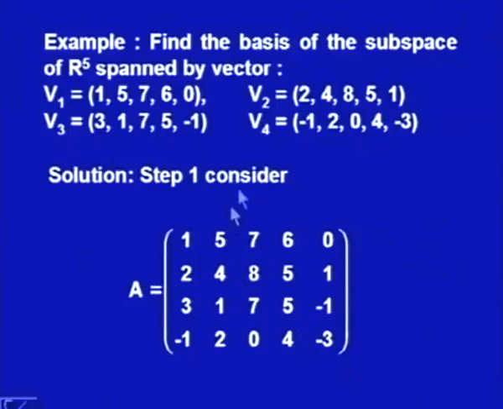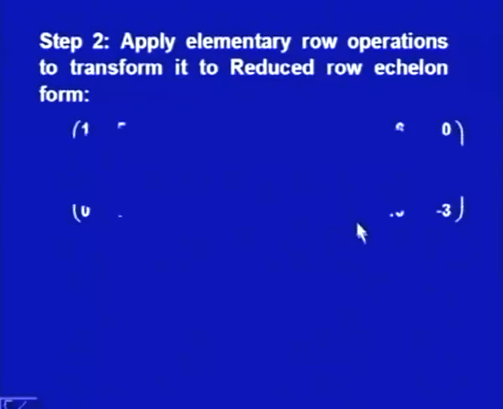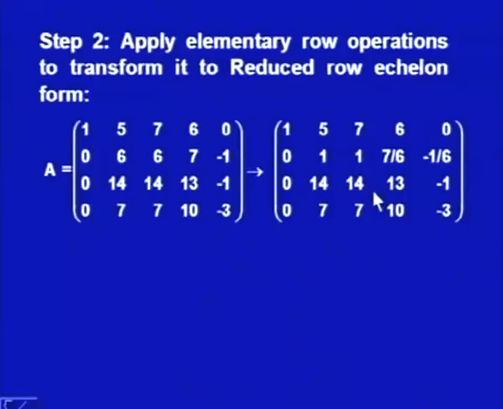That means, from these given vectors, I will form the matrix A, where these vectors are its rows. Once we have obtained this matrix A, we apply elementary linear transformations so that it is reduced to reduced row echelon form. So, I will give you a sequence of steps to reduce the given matrix A into row echelon form.